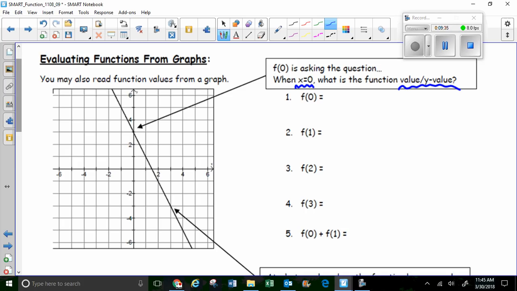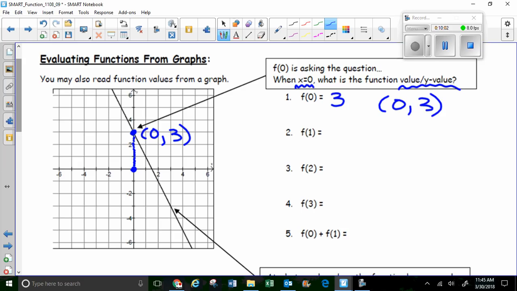So I'm going to go over here on my graph to where x equals 0, and I'm going to follow it up to where my function has the x value of 0. And I want to know, what's the y value there? If you look at your y-axis, what is the y value there? It's 3. So we would say that f of 0 is 3, and has the ordered pair (0, 3).